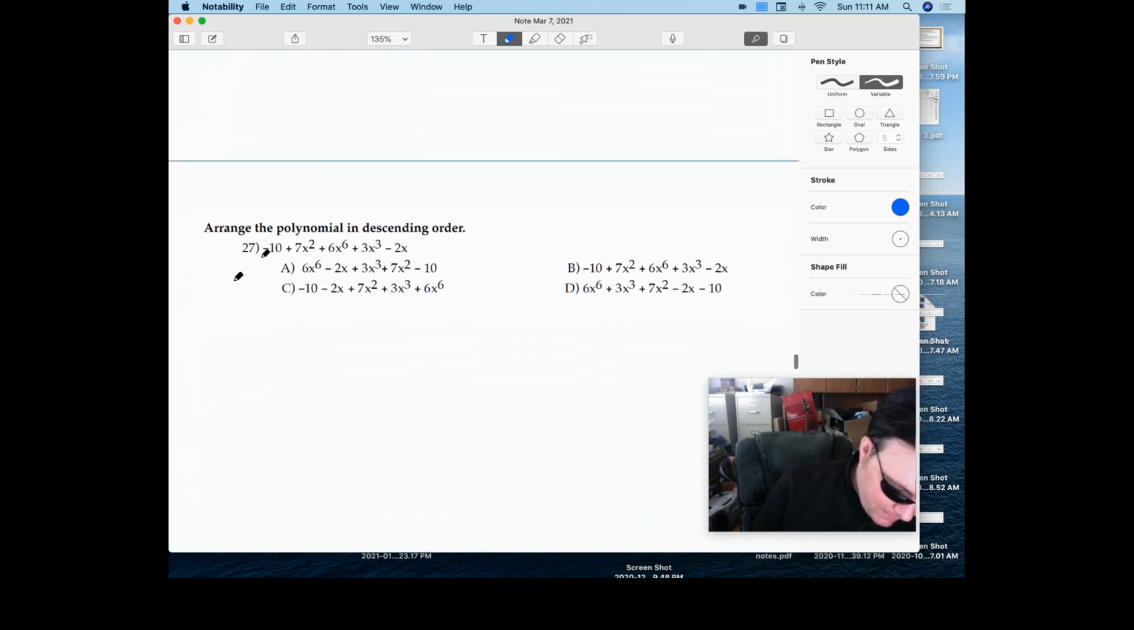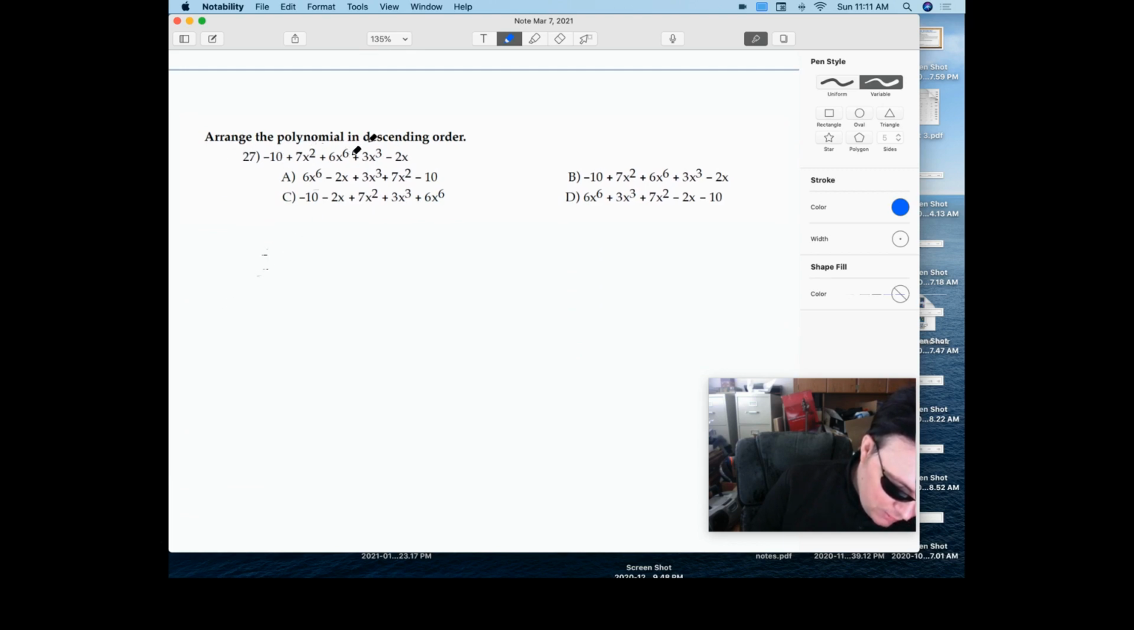Awesome. Next one. It says arrange the polynomial in descending order. So descending order is based off exponents. We start with the highest exponent and we work our way down. So the highest exponent is 6x to the 6th. 6 is the highest. I'm going to cross that out. That also means that that one and that one go away. Next up is cubed, so plus 3x cubed, which means that A can't be the answer. We already know what the answer is, but we're going to keep going. I'll cross that out as well so I don't get confused later. Then 7x squared, minus 2x plus 10. Minus 10.